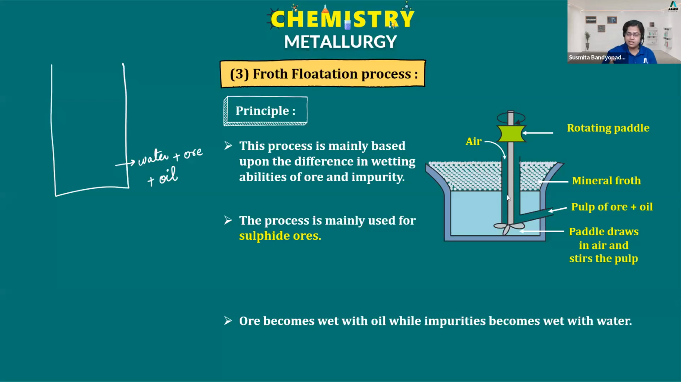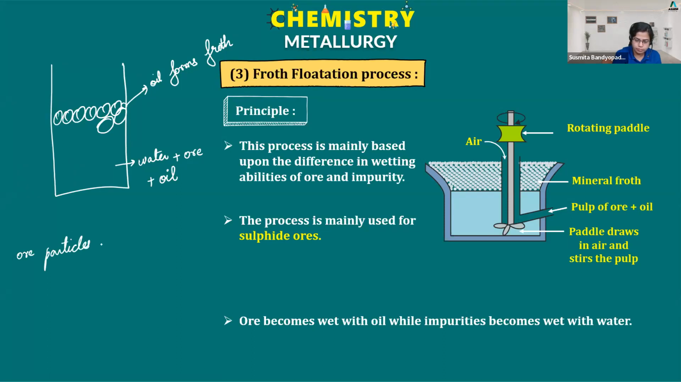Similarly, water, ore, and oil, plus you pass that stream of air, which will cause the formation of froth. The oil being lighter will float on the top, and with this stream of air, the oil will form froth. So oil forms froth. The ore particles are attracted, and I'm giving you a basic idea.